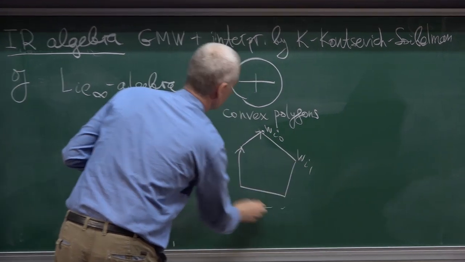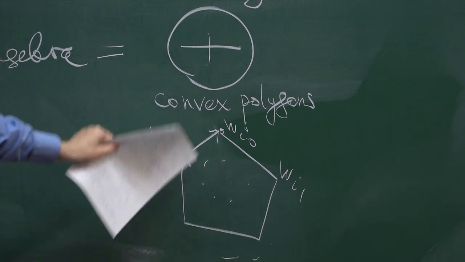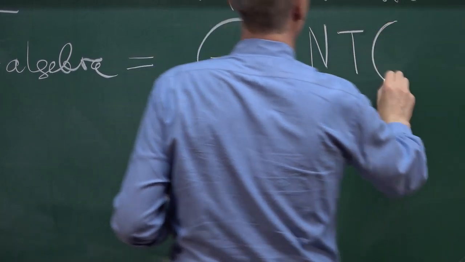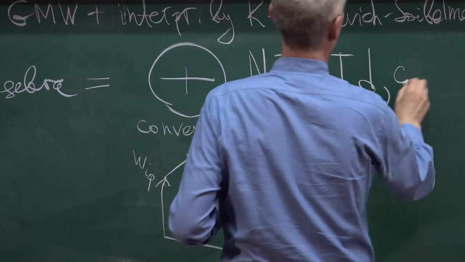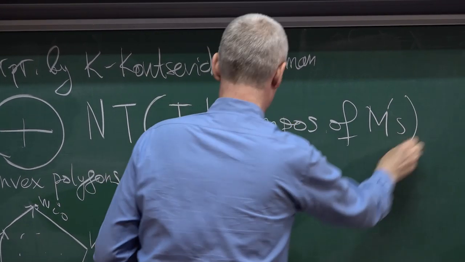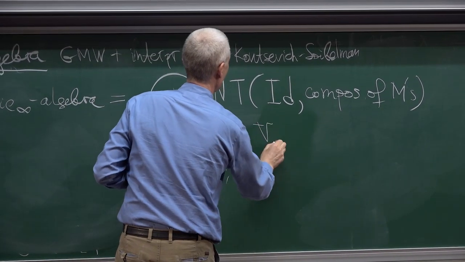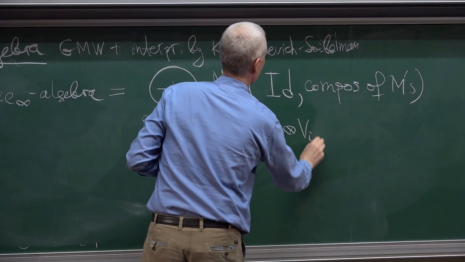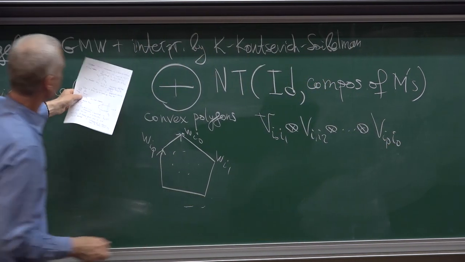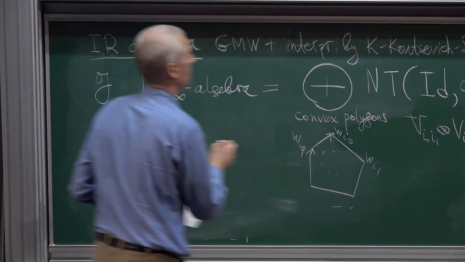w_{i0}, w_{i1}, ..., w_{ip} would be such a polygon, and inside there will be some residual part of the set A, whatever fits there. And we write here like this, natural transformations from the identity to the composition of M. There are functors M. So in the simplest case, when it's a tensor product with V_ij, it will be simply V_{i0,i1} tensor V_{i1,i2} tensor ... V_{ip,i0}. It's a vector space with a grading, which I'm not explaining, and the bracket here, so the Lie infinity bracket, let me do it here.